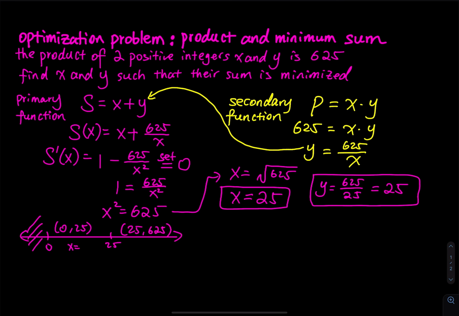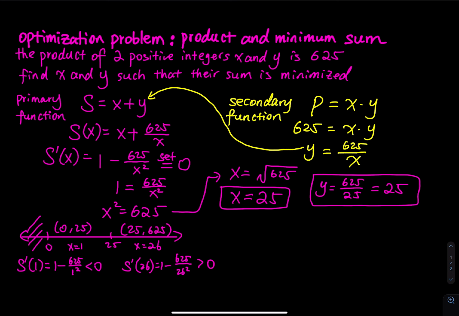So pick something easy to test, and then you will be testing the first derivative. So s prime of 1. What is that equal to? That is 1 minus 625 divided by 1 squared. That is less than 0. And then when you test s prime of 26, this is 1 minus 625 divided by 26 squared. That one is greater than 0.